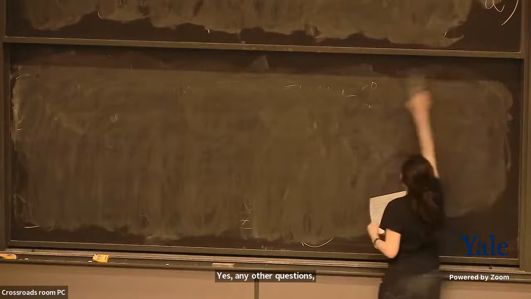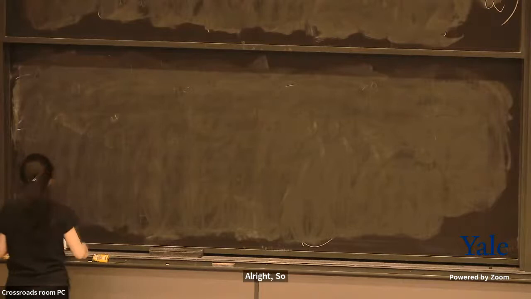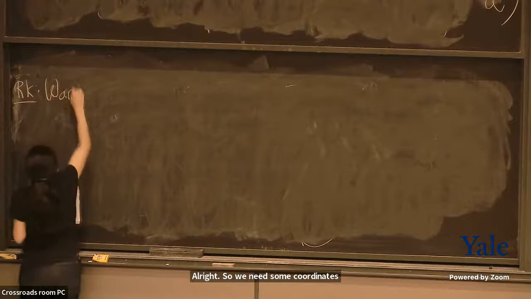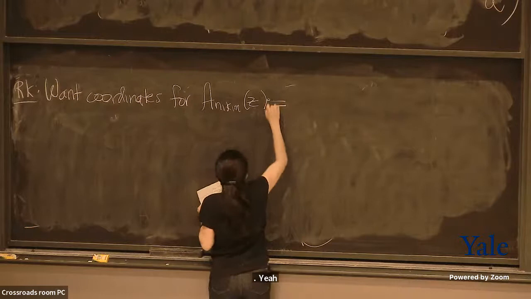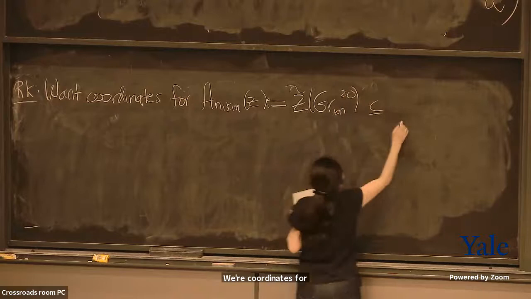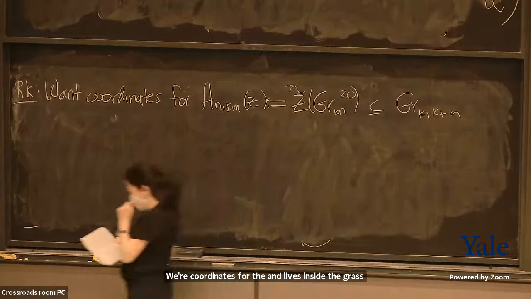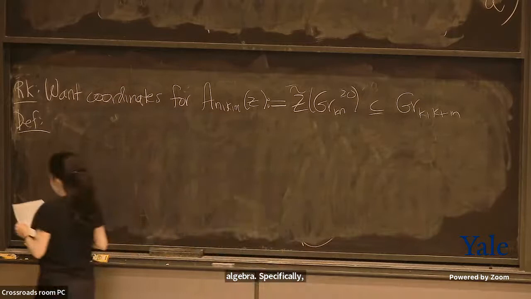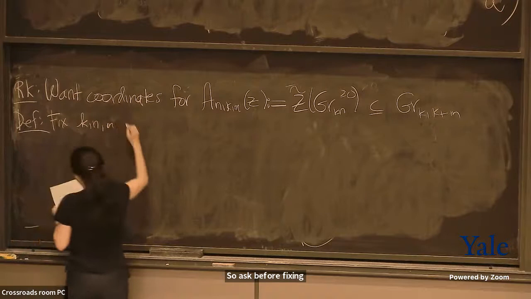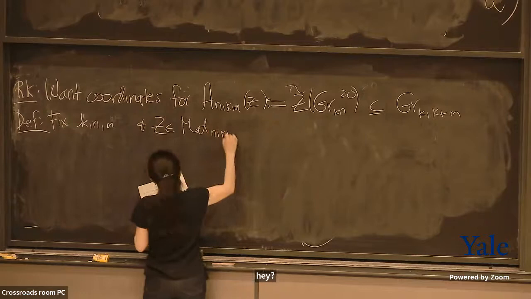Okay. All right, so we need some coordinates. Coordinates for the amplituhedron, which is the image of the TNN Grassmannian and lives inside the Grassmannian of K planes in K plus M space. And this will help us to make a connection to cluster algebras. Specifically, we're going to need to use some coordinates that live on this space. So as before, fixing our K, N, and M and our matrix Z, N by K plus M, with rows Z1 through Zn.